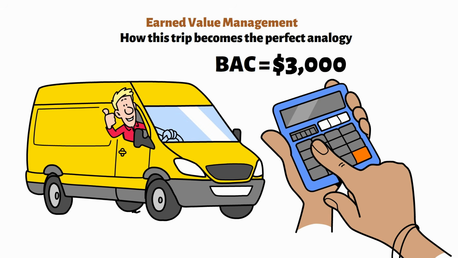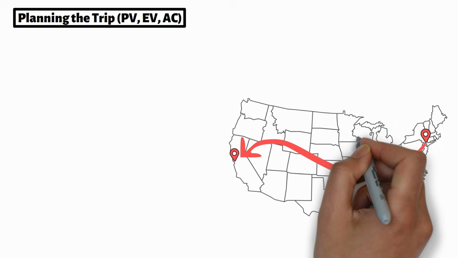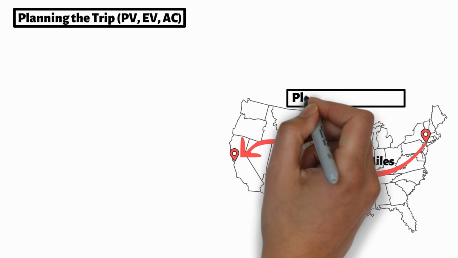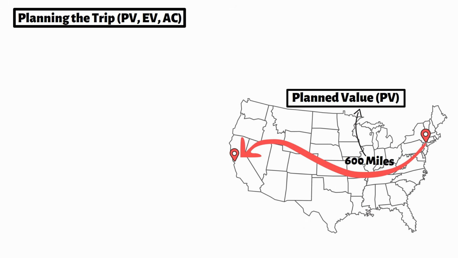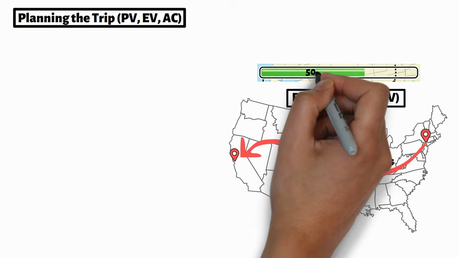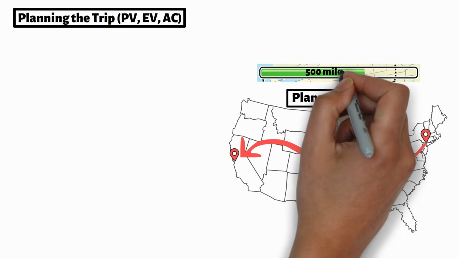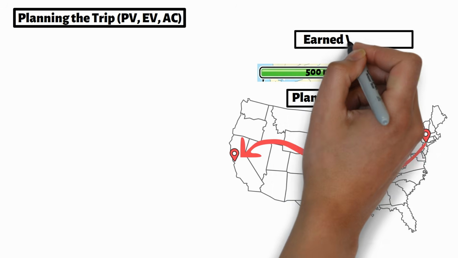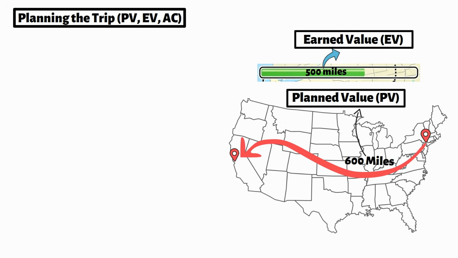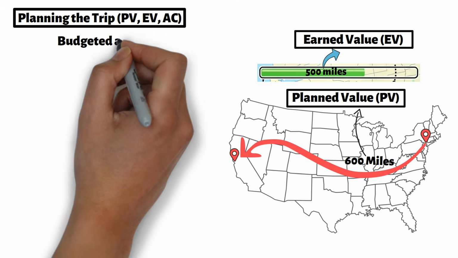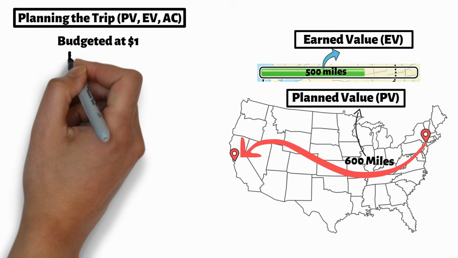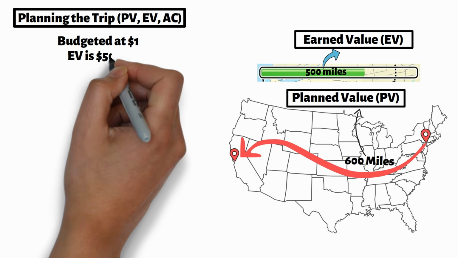Let's imagine that by today you had planned to drive 600 miles. That's your planned value, PV. It represents the amount of work you plan to accomplish by this point. Now, in reality, things don't always go as planned. You've actually driven 500 miles so far. That's your earned value, EV, the amount of work you've actually completed expressed in budget terms. Since each mile was budgeted at $1, your EV is $500.